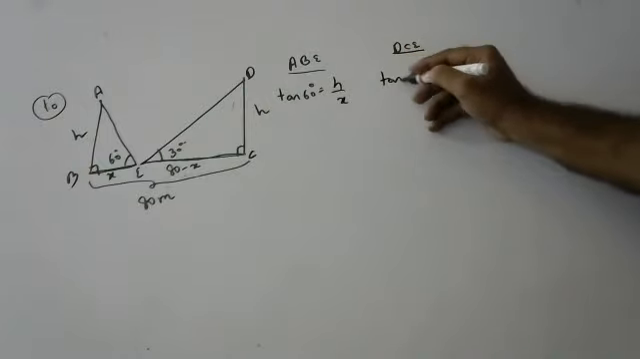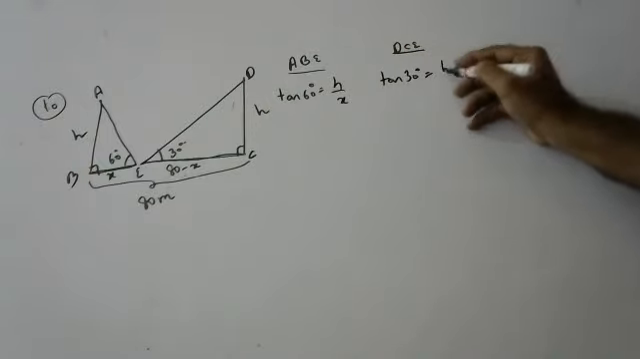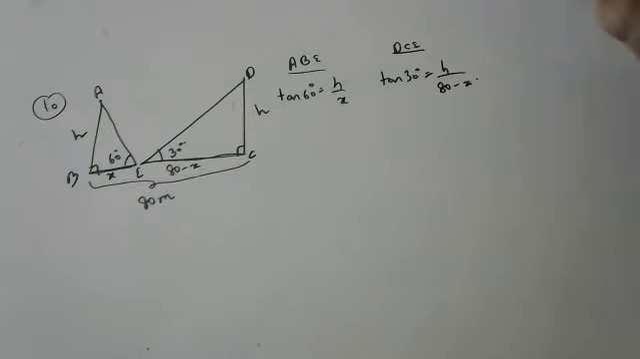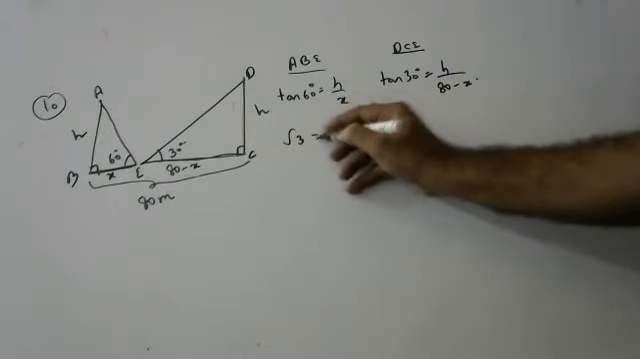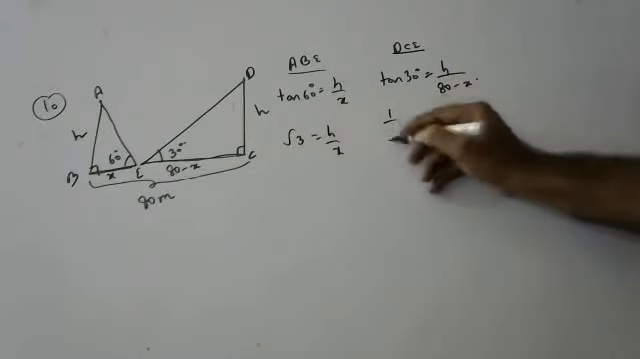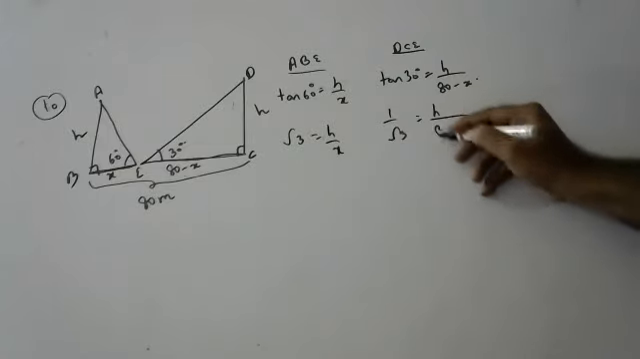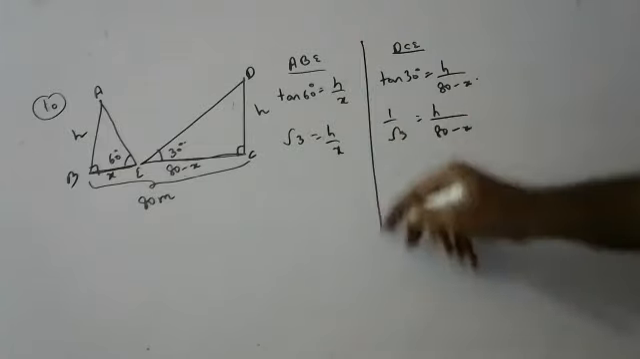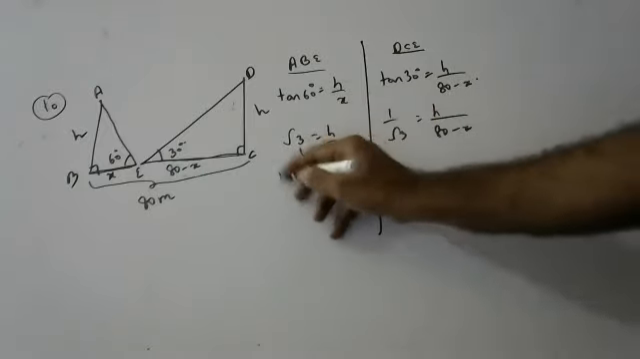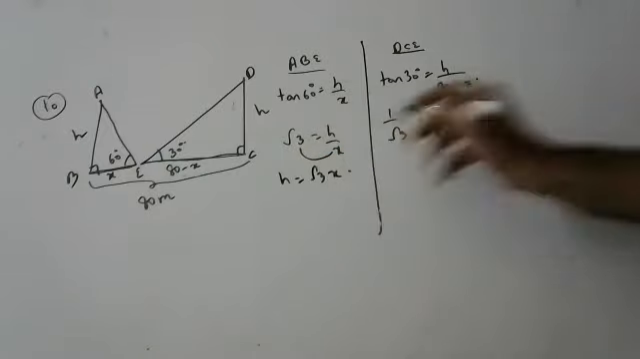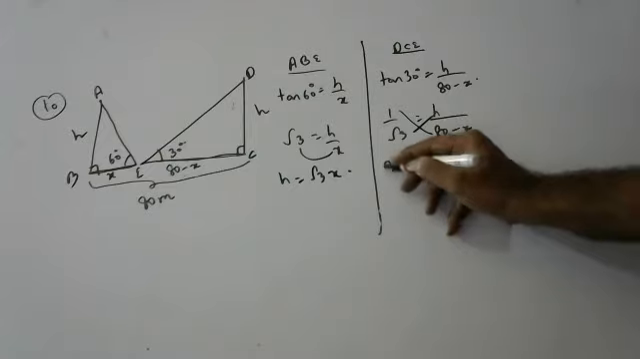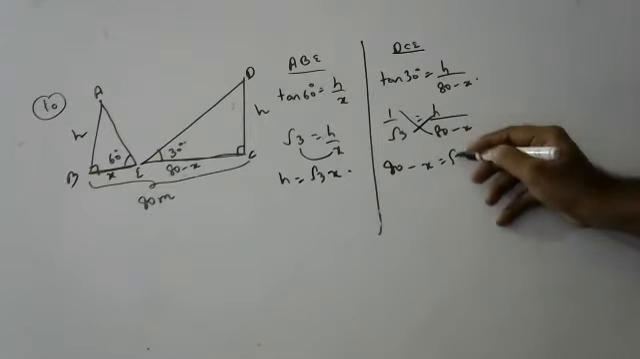Can anyone say tan 30, children? It is h by 80 minus x. Very good, children. Tan 60 is root 3, h by x. Tan 30 is 1 by root 3, h by 80 minus x. Okay, children. h is equal to root 3x. Cross multiplication: 80 minus x is equal to root 3h.